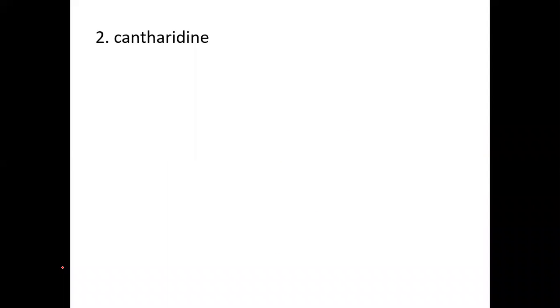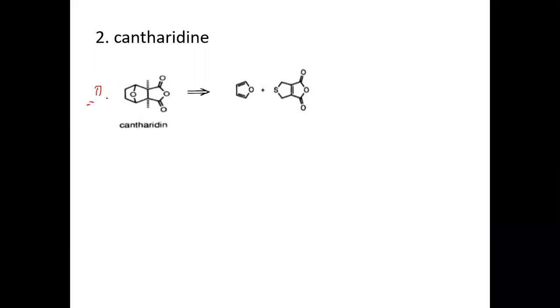Synthesis of cantharidin. Among these 7, one will be asked in the exam for 5 or 6 marks. Carefully study these things. First we have studied benzocaine, and the second is cantharidin. This is the molecule of cantharidin. First we have to do disconnection, you know that thing.